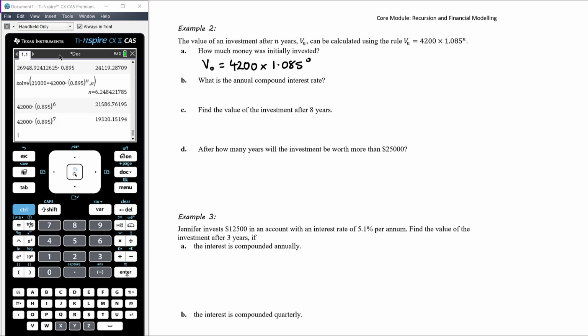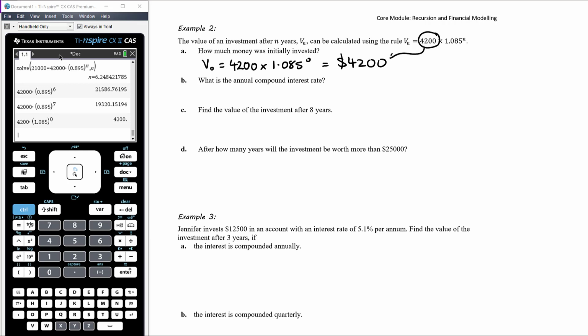1.085 to the power of 0. If you type that in your CAS, or if you know anything about index laws, you would know that this is just going to be equal to $4,200. So you should be clear about, in these rules, that value there is your initial value, 4,200.